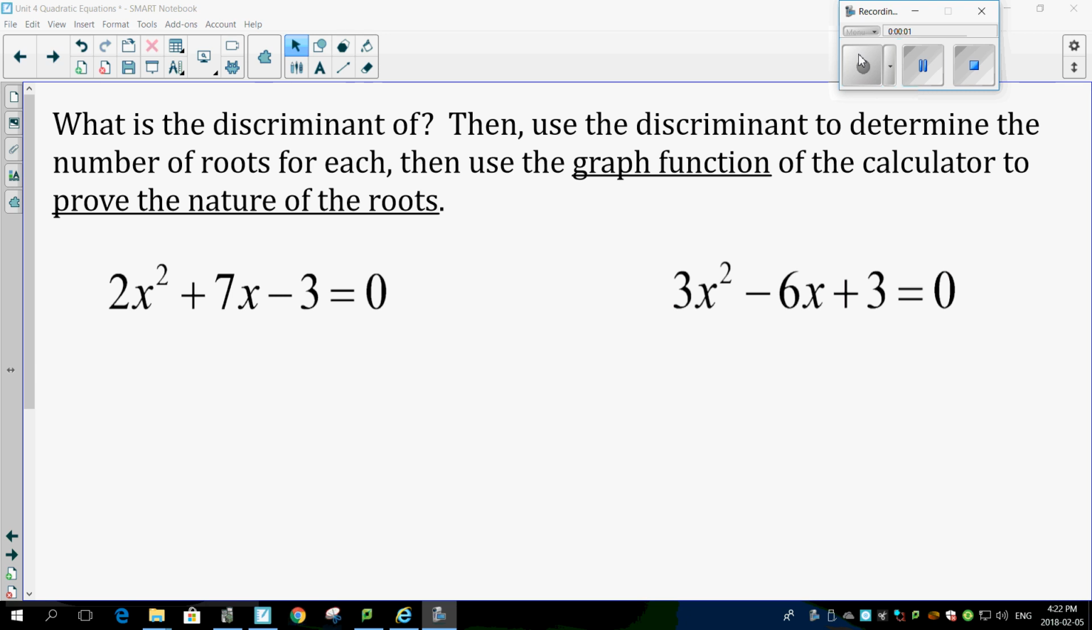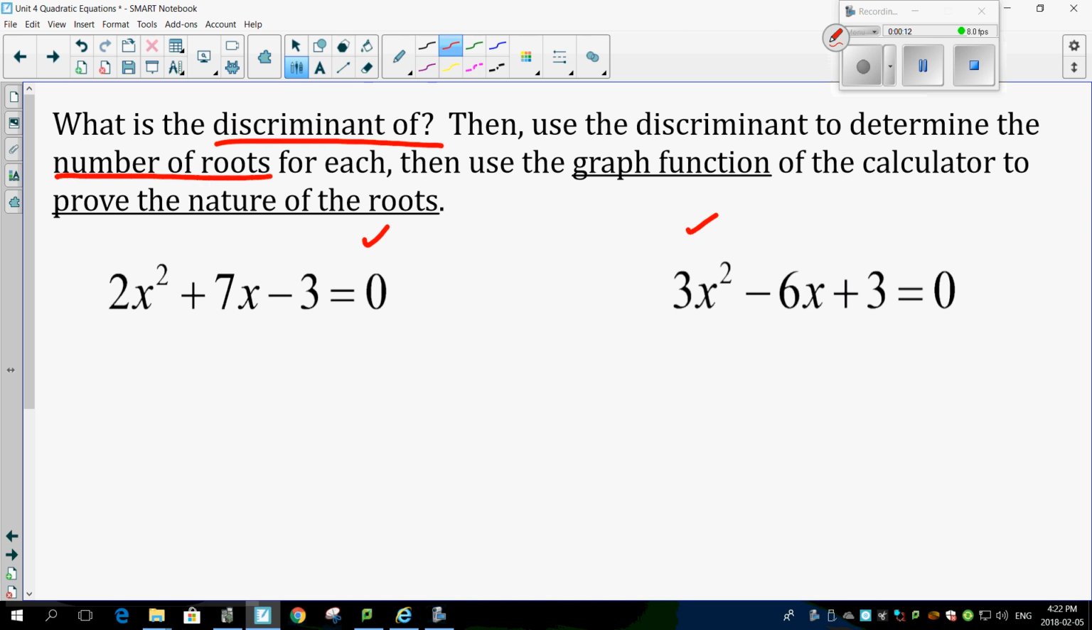So let's put the discriminant to work, okay? Here's a couple of questions. One of the questions says, what is the discriminant of each one of these? Use the discriminant to determine the number of roots that it's going to have, and then go out and prove that by graphing it on the calculator. Okay, so let's do it.